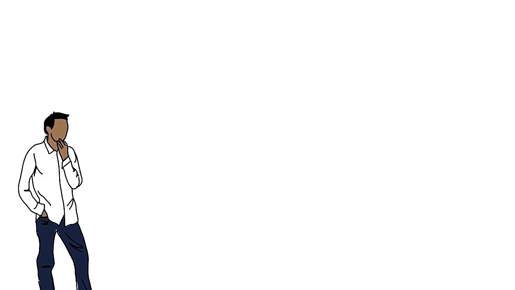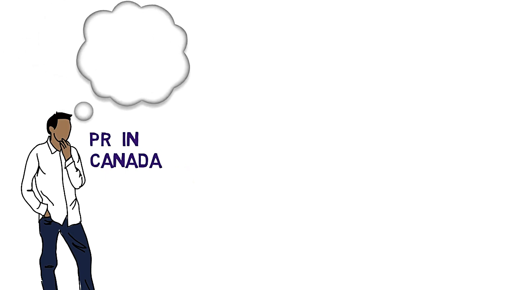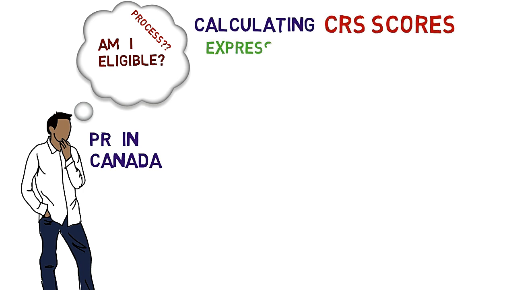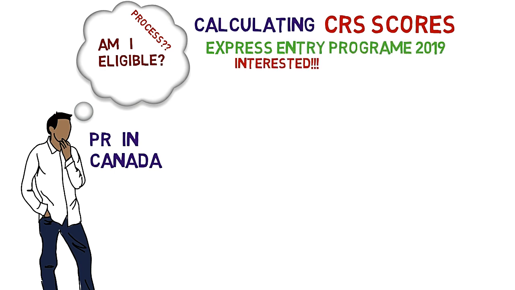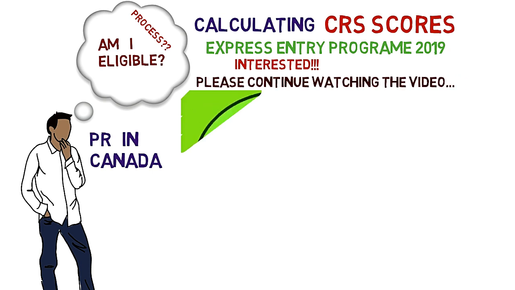If you are planning to apply for getting PR in Canada but don't know the exact way of how to do that, I am here to help you out. In this video, I am going to show you how you can calculate your CRS scores to apply for the permanent residency of Canada in the year 2019 through the Express Entry program. So if you are interested, please continue watching the video.